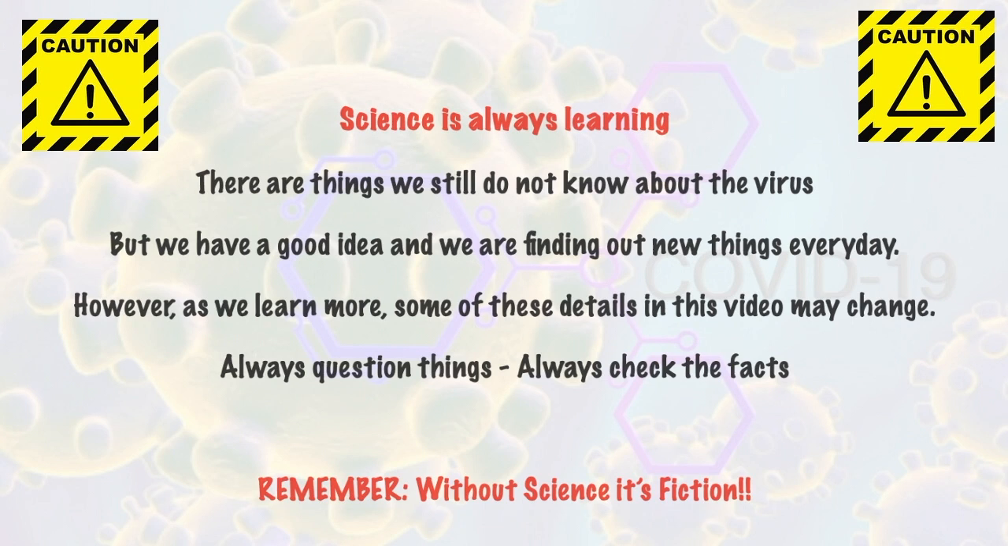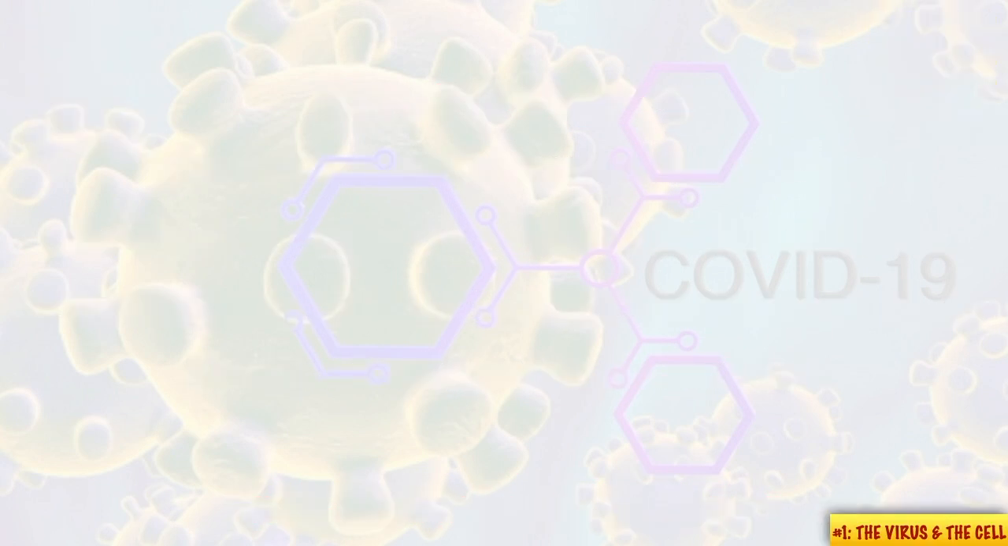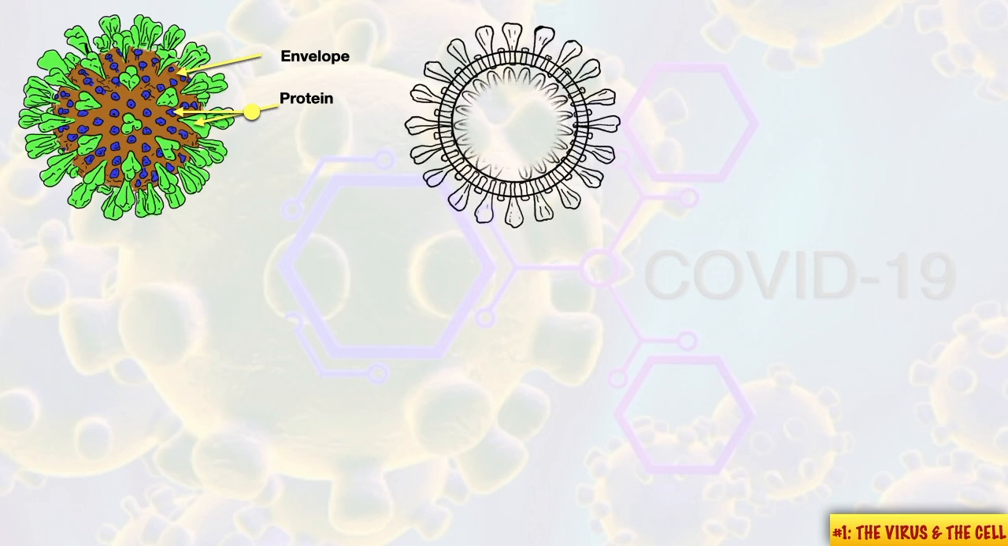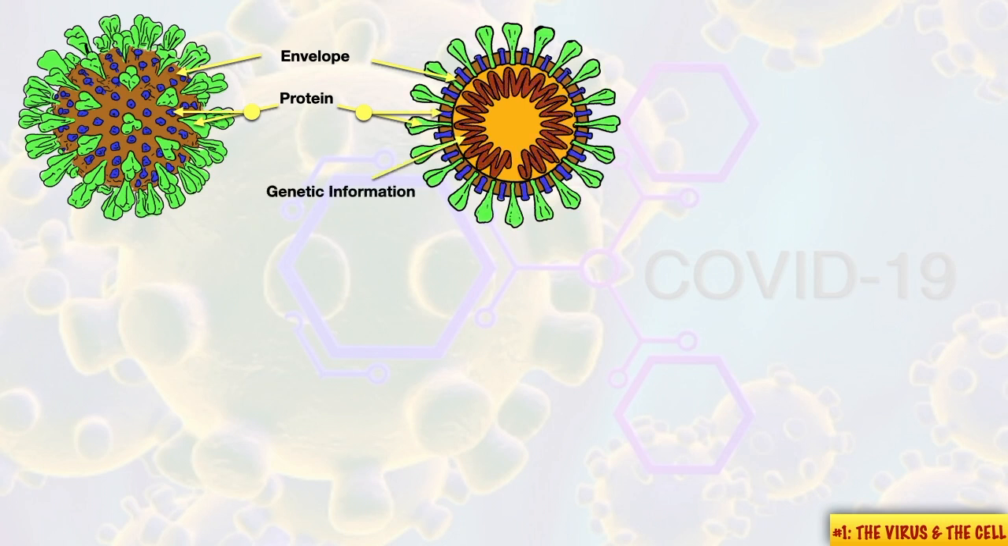And so, on with the first lesson, the virus and the human cell. The COVID virus is a round membrane envelope with particles called proteins sticking out of it like spikes on a hedgehog. If we sliced it open, we would see that the envelope and proteins surround the virus's genetic material. This genetic material contains the instructions on how to make more viruses.